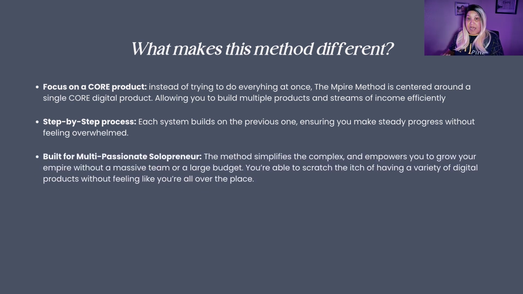It's built for the multi-passionate solopreneur like myself. So it simplifies the complex. So it empowers you to grow your empire without a massive team, without a large budget, and you're able to do all the things. So if you want to do a book, or a toolkit, and you want to do a course, and a workshop, and a challenge, you can do all of the things straight out of the core. So that's what makes it good. So you don't have to think of what I'm going to do here, what I'm going to do here. You can just pull from the core, and it just makes it so much simpler.